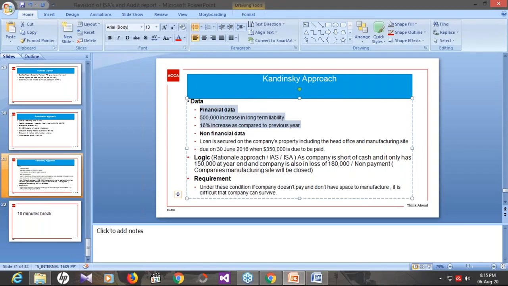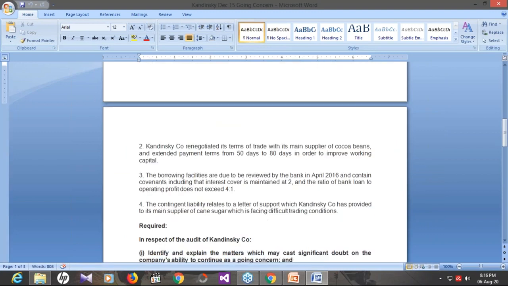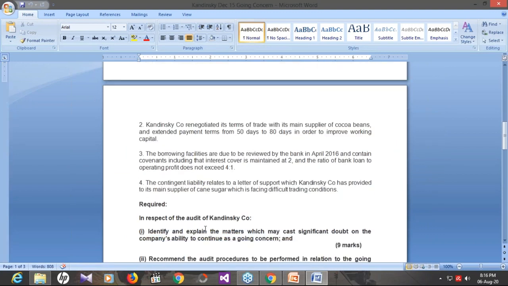So you need to calculate percentages or increases or decreases in different variables that are provided in the data. So this is very important, and you should use your own logic. It is not enough to just copy paste the data from the exam, from the question, and just add one line from yourself that it will have a major impact on going concern. This is not enough. You have to interpret the data, you have to explain. So the requirement is not just to identify. The requirement is to identify and explain how it will cast doubt.